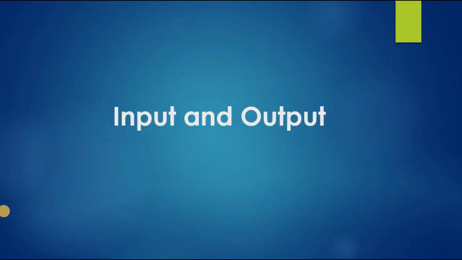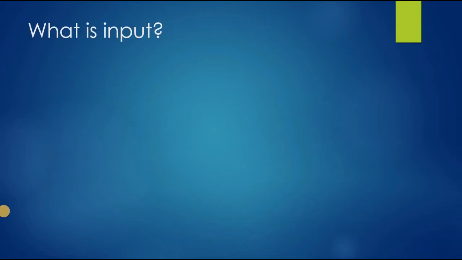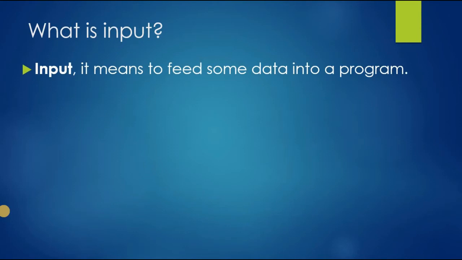First we will see the input and output. What is the input? Input means information or data which we provide to the computer, and output means the data which is displayed by the computer. First we will see what is the input. Input means to feed some data into a program. We will feed some information or data into the program, that is an input.